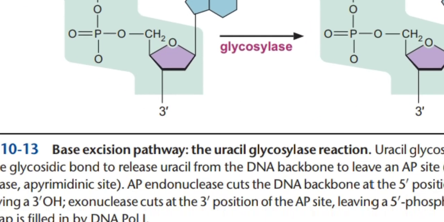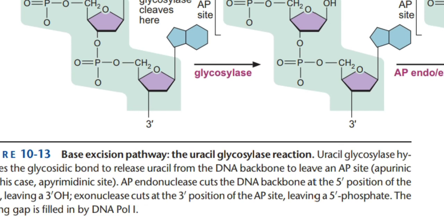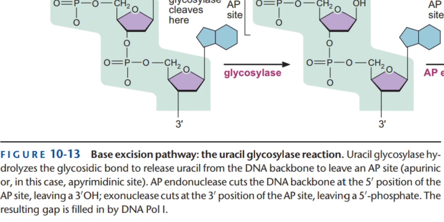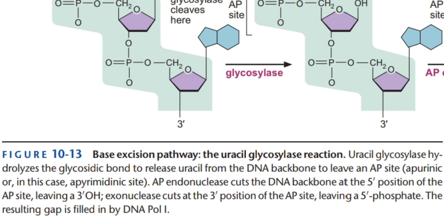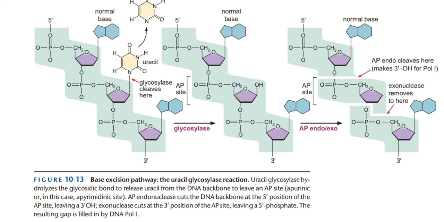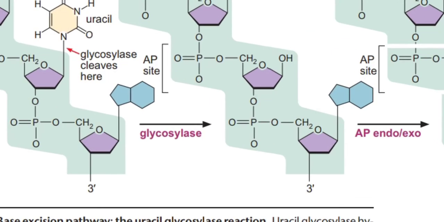So here is shown the base excision repair pathway, the uracil glycosylase reaction. See what it says. Uracil glycosylase hydrolyzes the glycosidic bond to release the uracil from the DNA backbone and leave the epi site, apurinic site, or in this case pyrimidinic site. Then the epi-endonuclease cuts the DNA backbone at the 5 prime position of the epi site, leaving a 3 prime OH. Exonuclease cuts the 3 prime position of the epi site, leaving a 5 prime phosphate. Then the resulting gap will be filled by your DNA polymerase 1. So this is the action of the base excision repair mechanism.